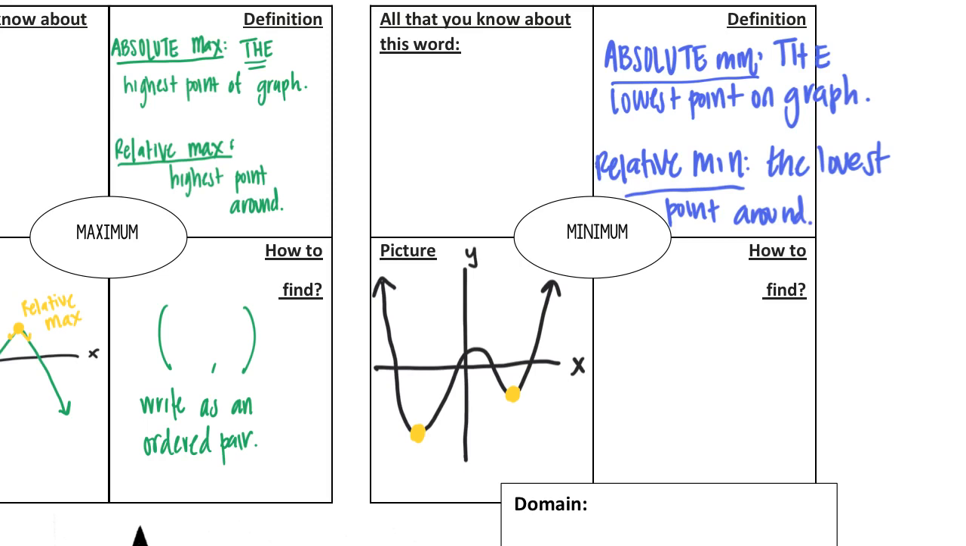The one on the left is the absolute minimum because it is the absolute lowest point on the graph. The point on the right is a minimum in its neighborhood. It looks to its left, it looks to its right, and it's lower than all the points around, but it is not the lowest point on the graph. So we would just say it is a relative minimum. To write it, you write it as an ordered pair.